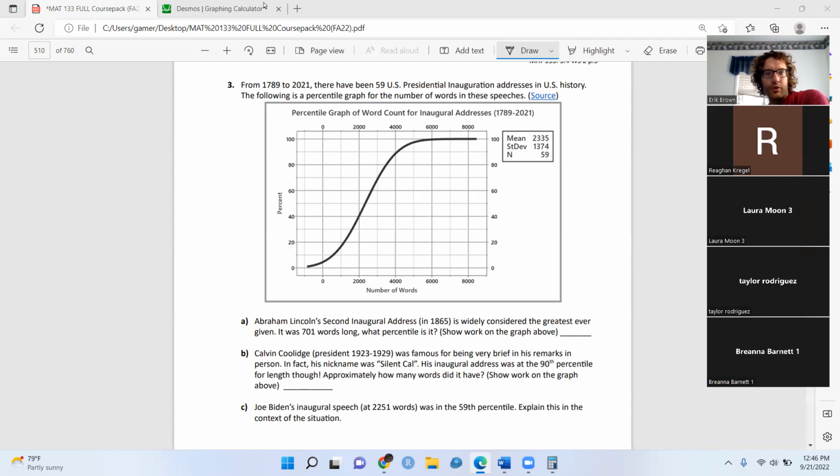So first, note that there have been 59 presidential inauguration addresses in U.S. history. What does that tell us? Nailed it, LaShawn. Love it. Yes, this is a population because this represents all of the inaugural addresses that have ever been given, all 59 of them.